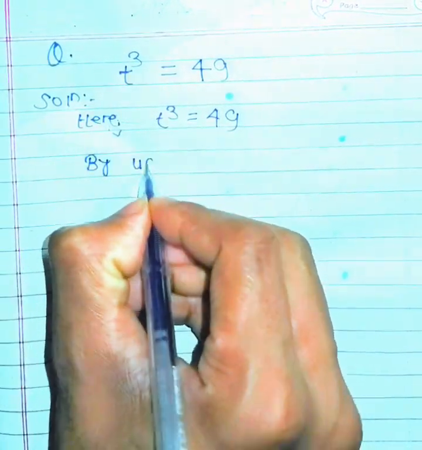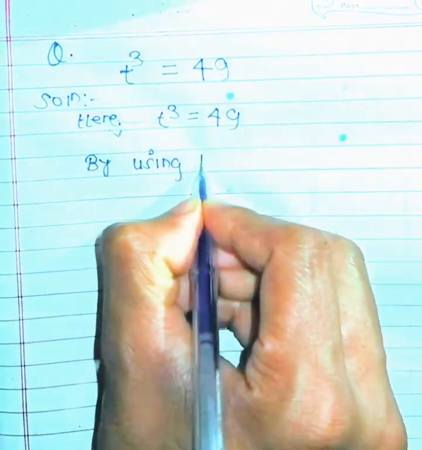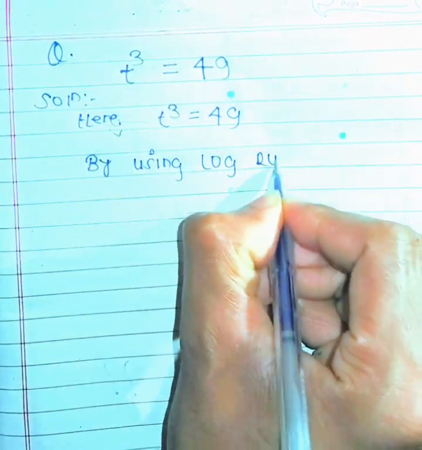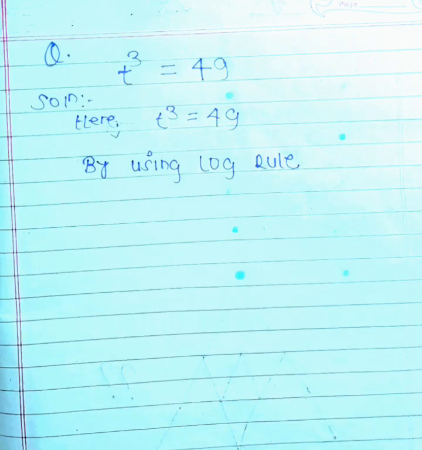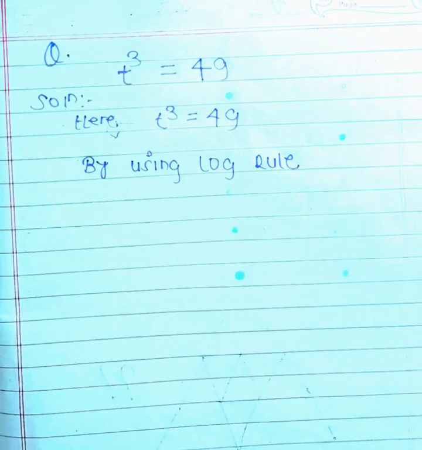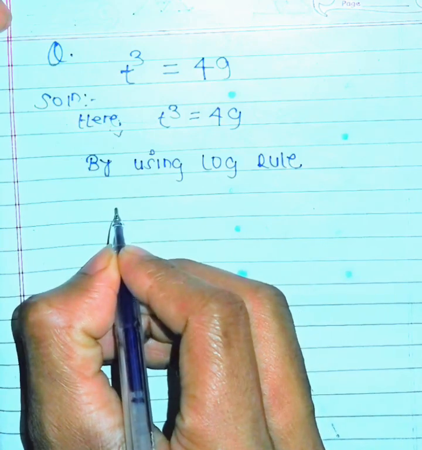We start with this simple equation: 3^t = 49. Here, the variable t is in the exponent. That means we can't solve it directly, so we'll use logarithms to bring t down.